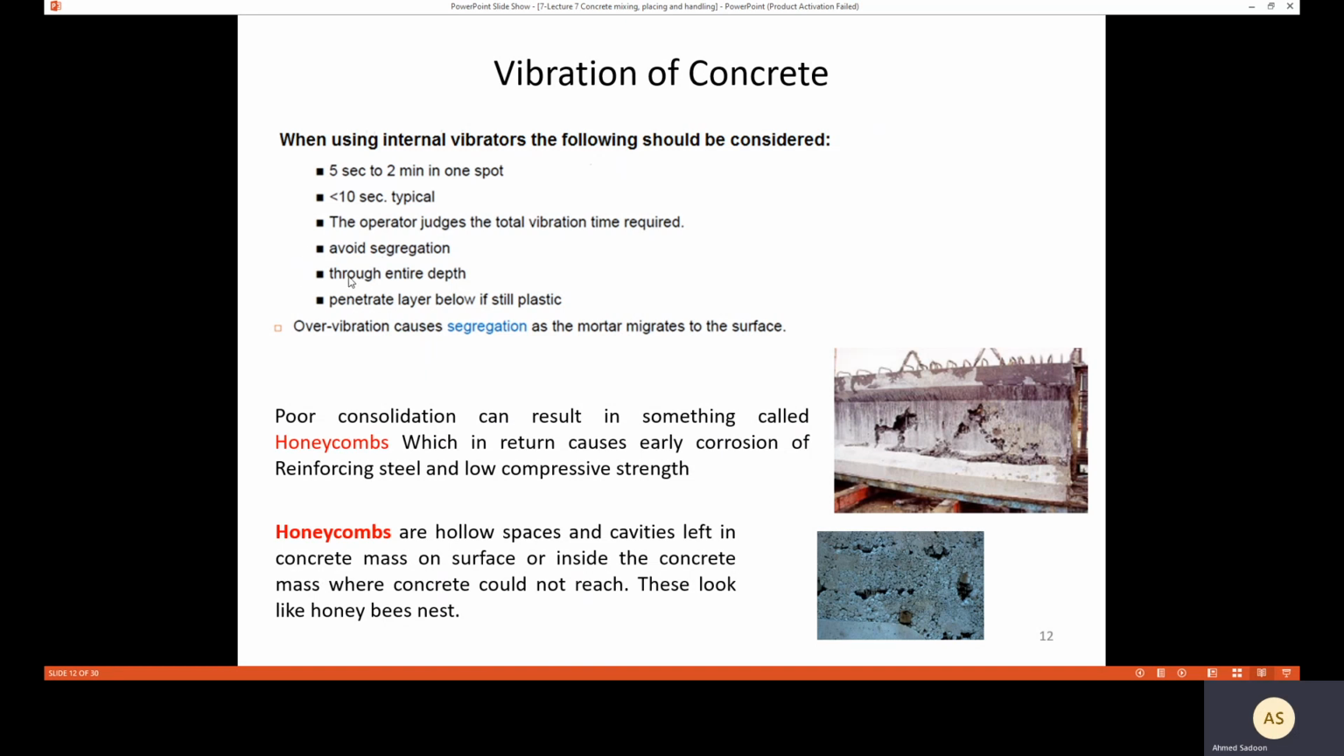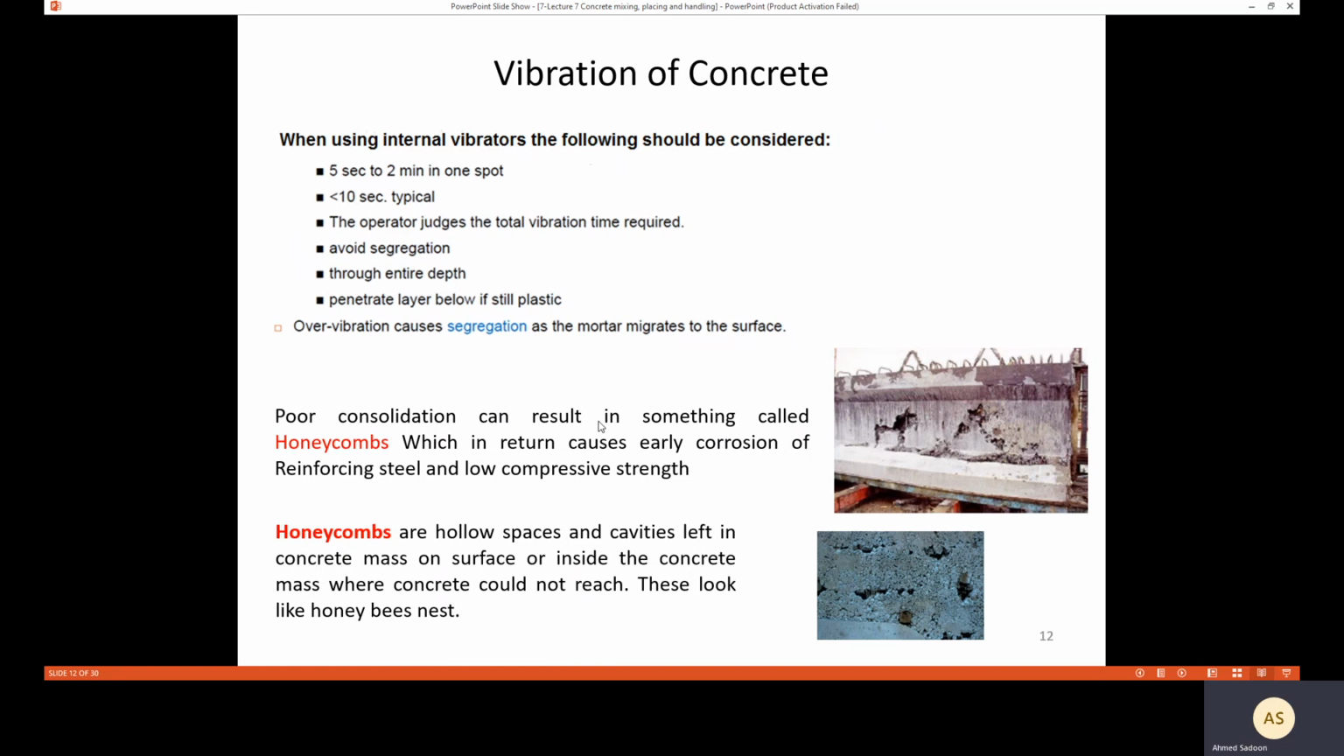The vibration should be through the entire depth of the structural member and should penetrate the layer below if still plastic. And with over vibration, if you vibrate the concrete more than required, we are going to have segregation as the mortar migrates to the surface.